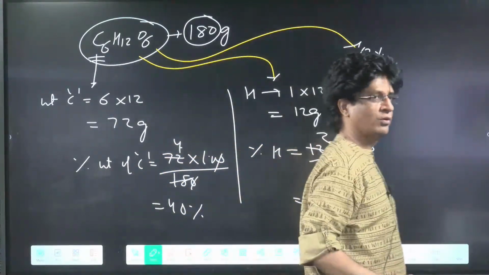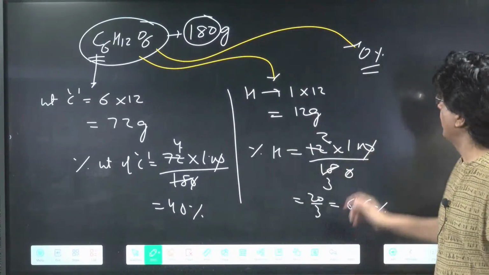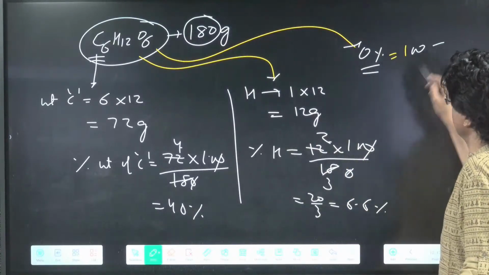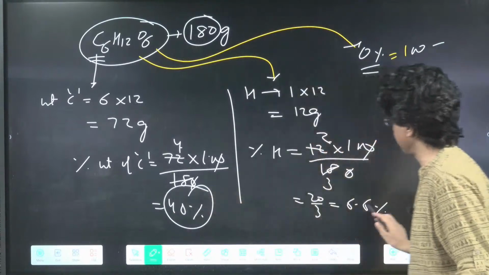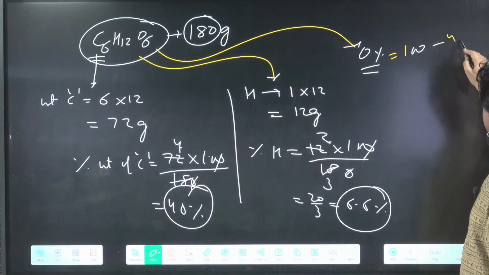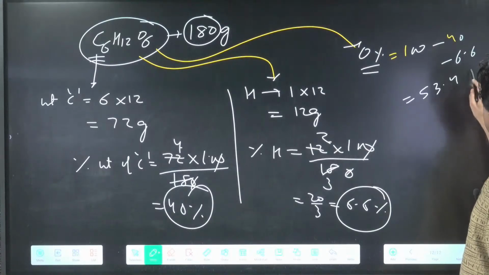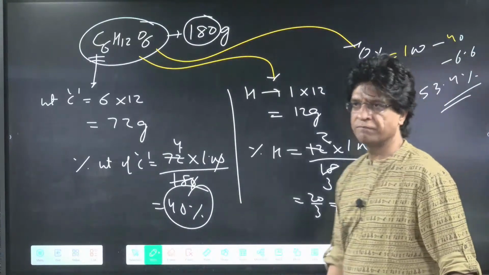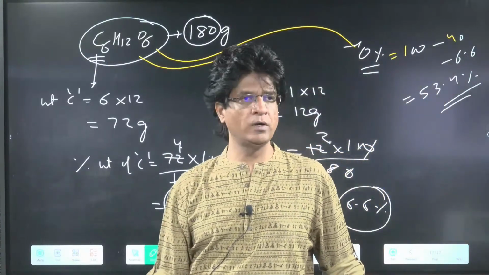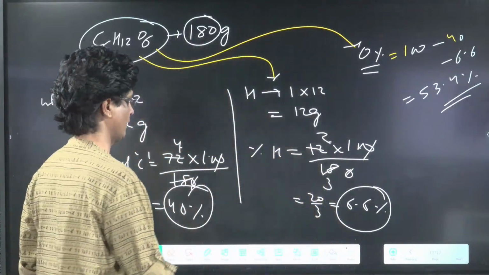Acha, who will tell me the percentage of oxygen? बोलो. There is no need to calculate that. You can simply do 100 minus this plus this. Remaining will be oxygen only. 100 minus 40 minus 6.6. You will get 53.4%. You know? Remaining will be oxygen. Good, very good, bachche. Excellent. Great.